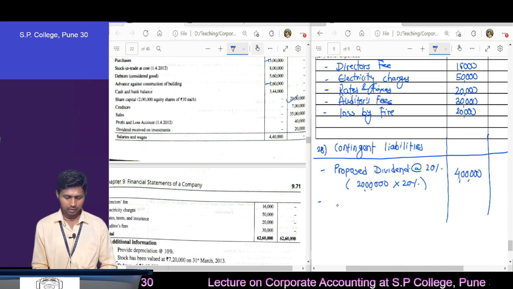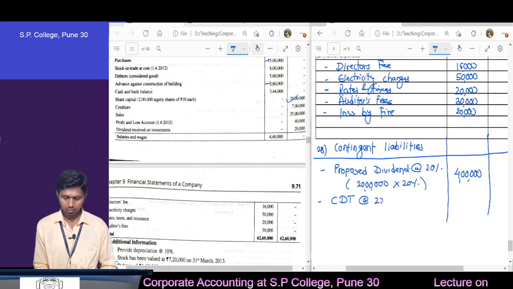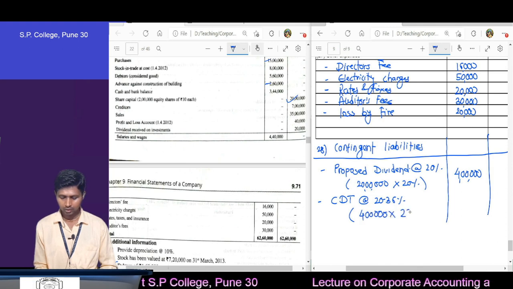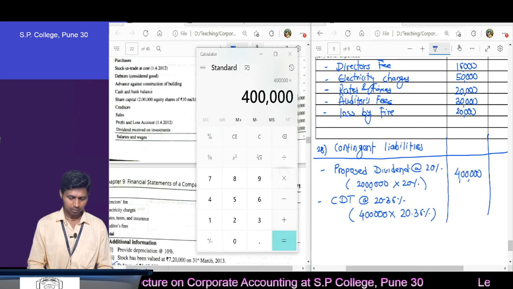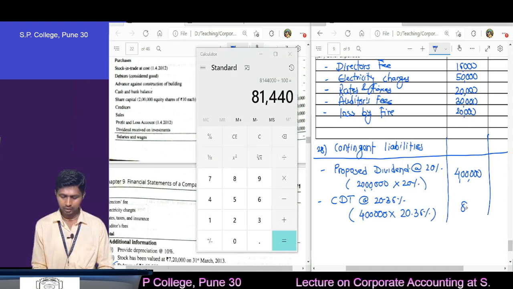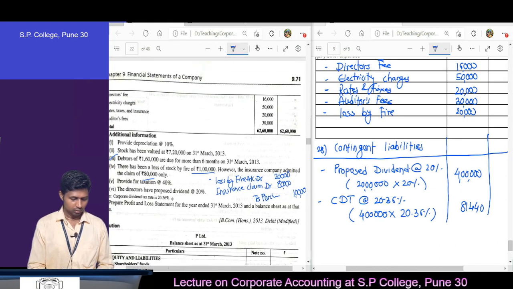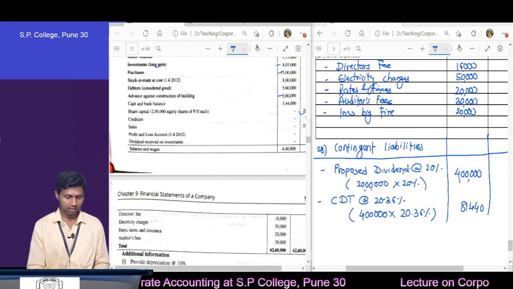Okay, and on this we have CDT, corporate dividend tax, at 20.36%. That is 4 lakhs into 20.36%. Now you can do the calculation: 4 lakhs into 20.36 divided by 100, or directly 0.81440 lakhs. Over. This is also over. Okay, all the adjustments are over. Given specific adjustments, additional information is over.